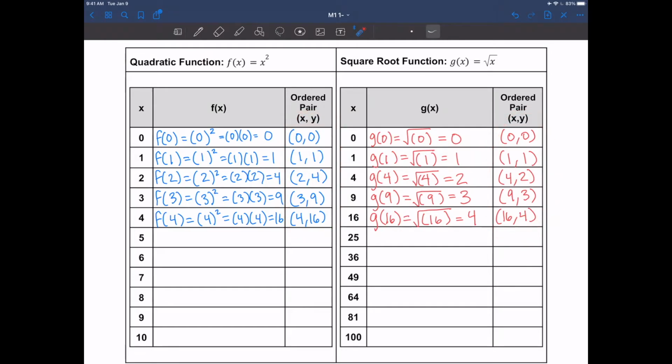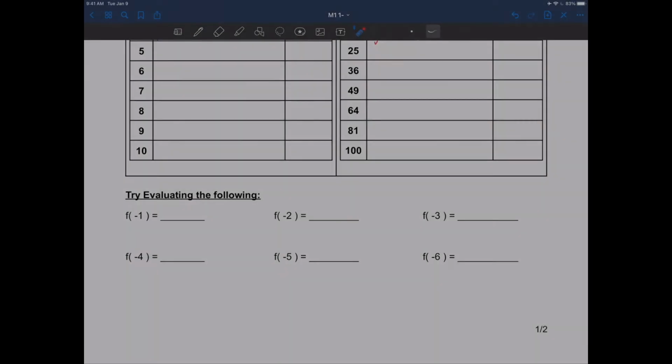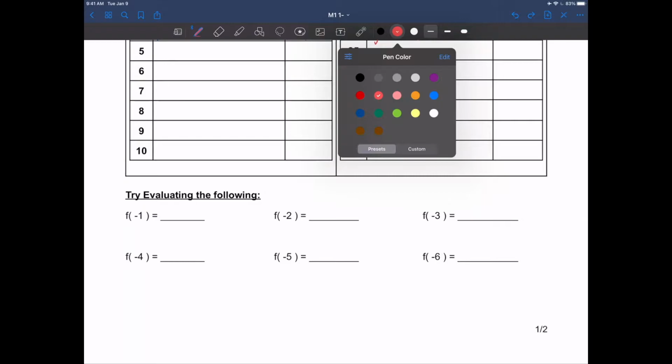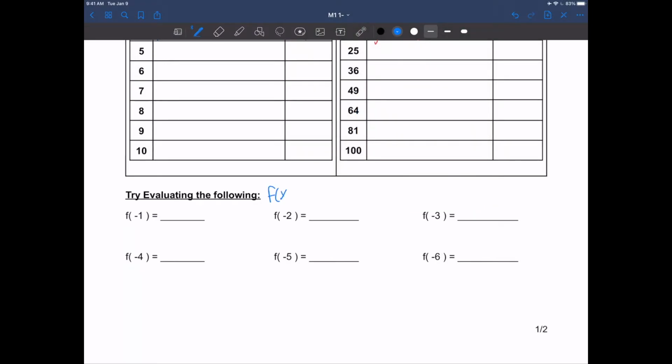And you'll learn more about what these functions are called relative to each other later. I should also say, go ahead and finish this table for the square root function. All right, so it says try evaluating the following. So we have some negative inputs now, and I just want to remind you that f of x is equal to x squared.